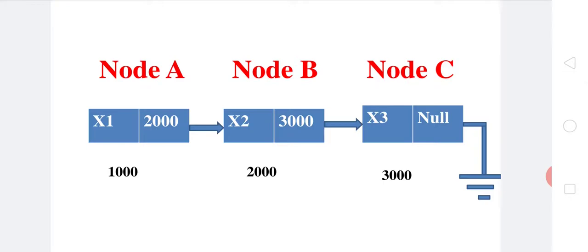A linked list containing three data fields: the first data field is x1, the second is x2 and the third is x3, is represented as a linked list. Basically, node A stores data x1 and the address of the next node, which is node B. Node B stores the data x2 and the address of node C. Node C stores the data x3 and its address field is null.